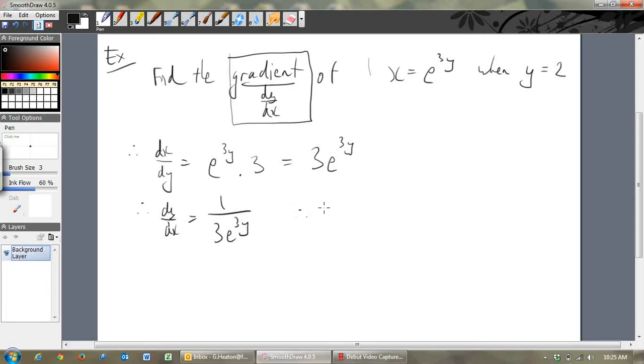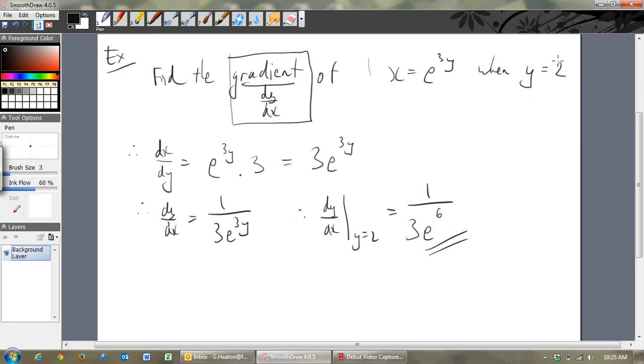Therefore, what we want is the gradient. I'll write it as gradient when y is equal to 2 is equal to 1 over 3e, 3 times 2 is 6. And that's your answer. Unless it asks for an approximate, that's your exact answer there. So there we go. That's what we're doing there.